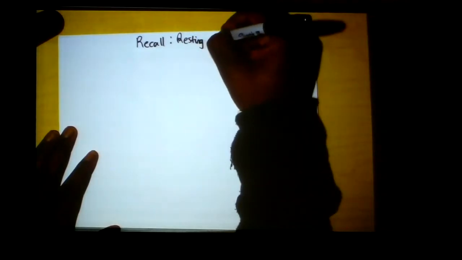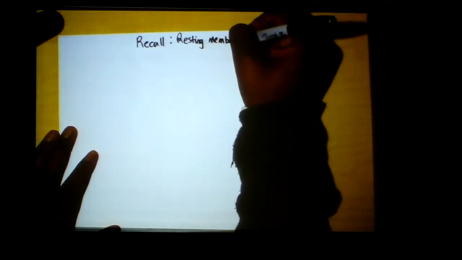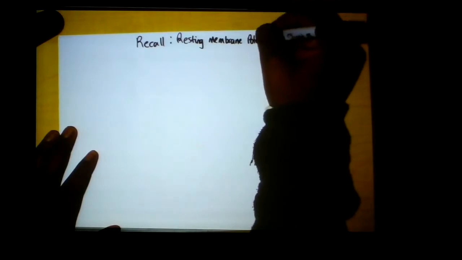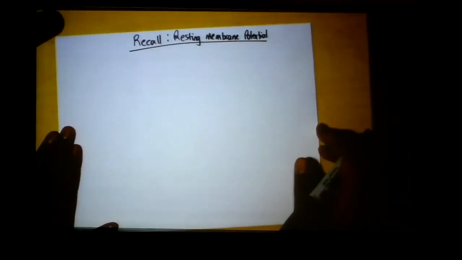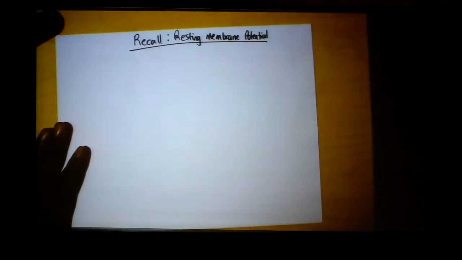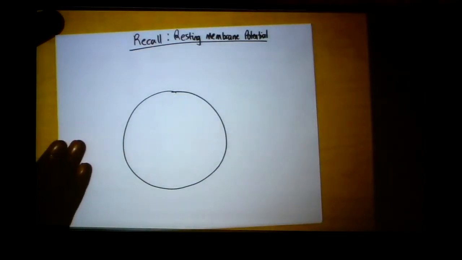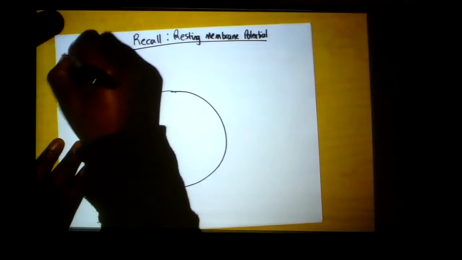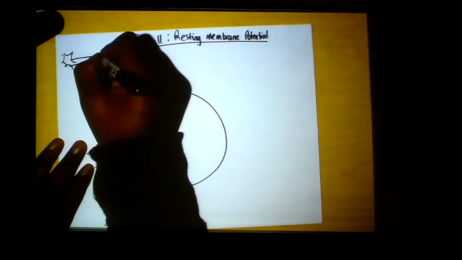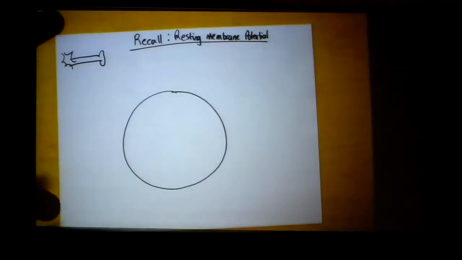Okay, so let's recall the events of the resting membrane potential. Now we know that when we speak about this cell, so we'll talk about a cell here, the cell in question that we're speaking about is a neuron. Let's just bear that in mind. We'll talk about the structure of a neuron in a minute, but we know that a neuron is the resting cell that we're speaking about.